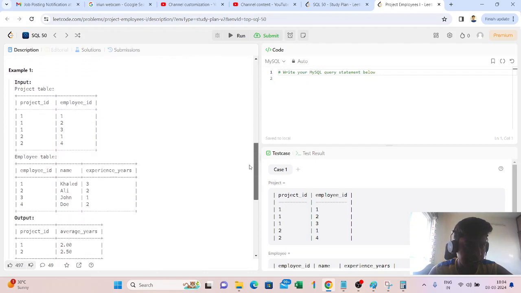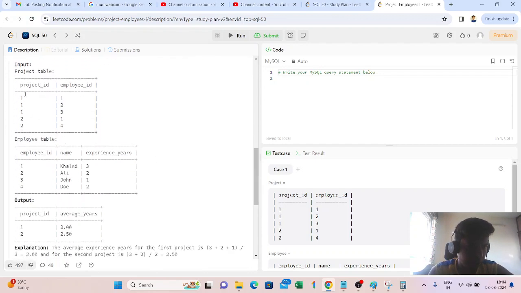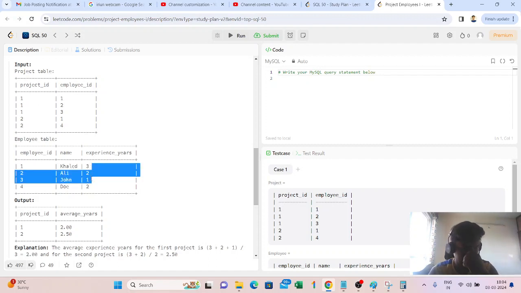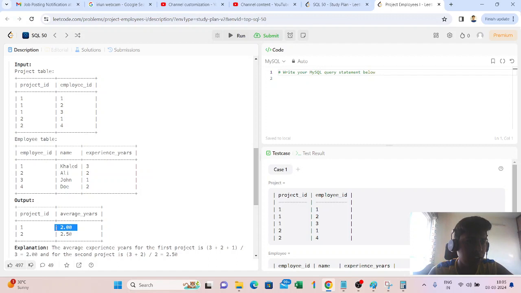So quickly let's see the example. For project ID 1, we have 3 employees working, with employee IDs 1, 2 and 3. Now say the total sum of the experience of these employees is 6. Sorry, I have been mentioning age before; these are experience years. Now 6 divided by 3, the average we would get is 2. So average experience years is 2. And now for the second project, the employees are 1 and 4. So 1 has 3 and 4 has 2. So 5 divided by 2 is 2.5. And likewise, you have to give the desired output.